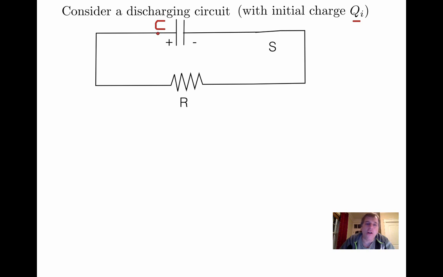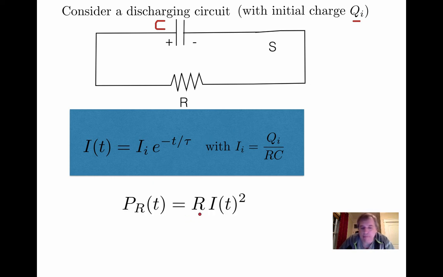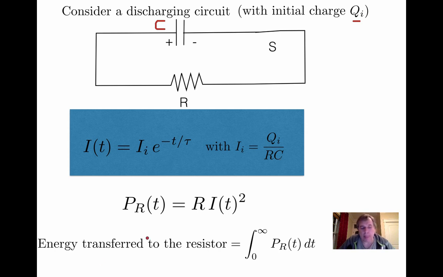Now we close the switch. All the capacitor will discharge through the resistor, so all that energy must be transferred to the resistor. We should check that. Remember, for a discharging circuit, just a reminder, the current as a function of time was given by this equation, a decreasing exponential, with I initial given by Qi over RC. We saw that earlier. Okay. Now, what's the power in the resistor? The power in the resistor is just, you can use that form, R times I squared. And we know the current here is a function of time. So we know the power in the resistor is given by R times this function here squared, with I initial given by this.